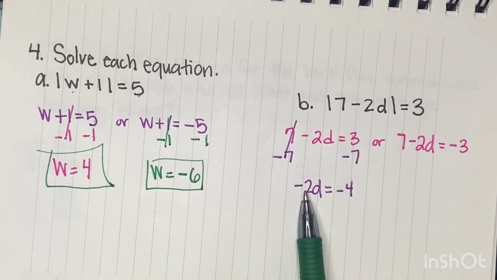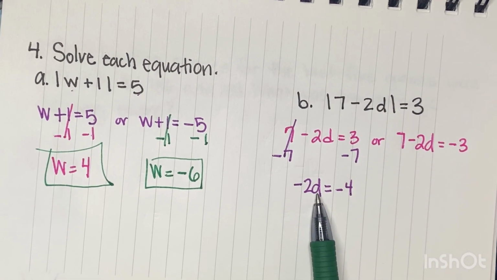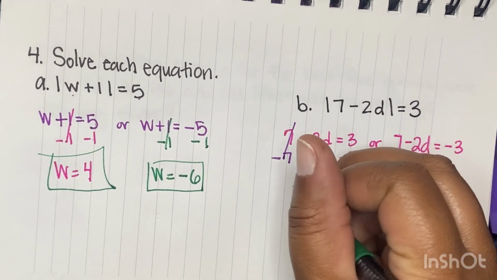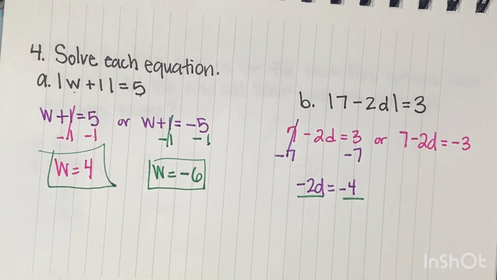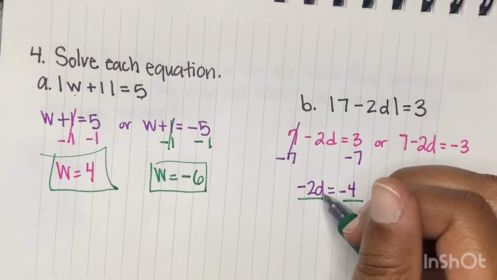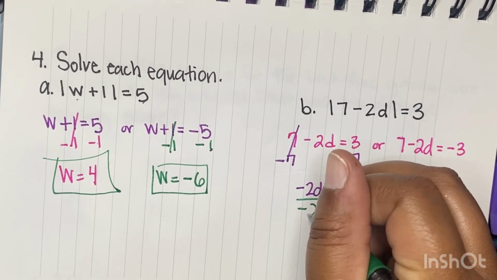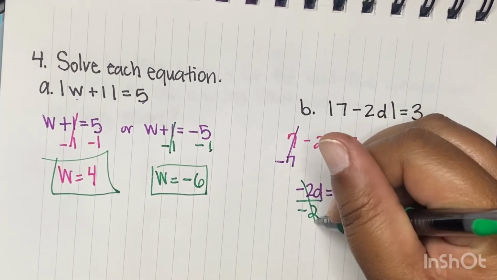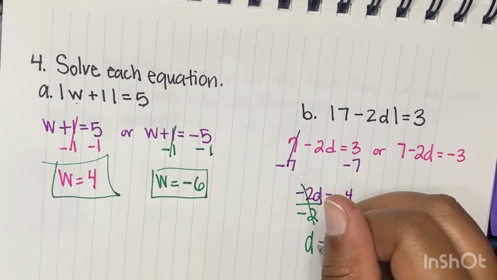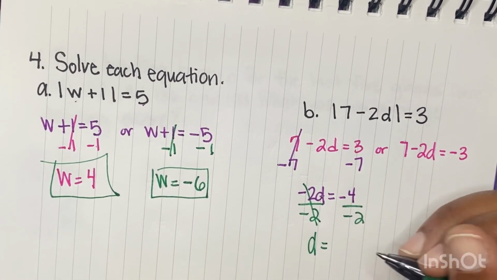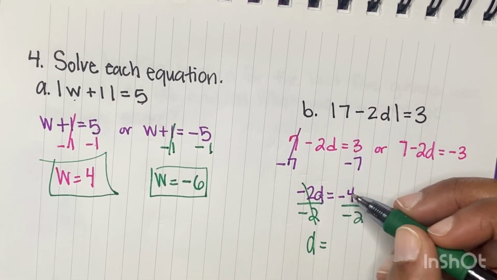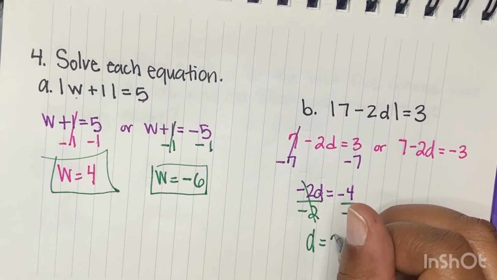Whenever you have a number attached to a variable, they're multiplied. To undo multiplication, we have to divide by what's with the variable. Variable means letter, okay? So I'm dividing by negative 2 because I want this d by itself. A negative divided by a negative is always a positive, and 4 divided by 2 gets us 2.